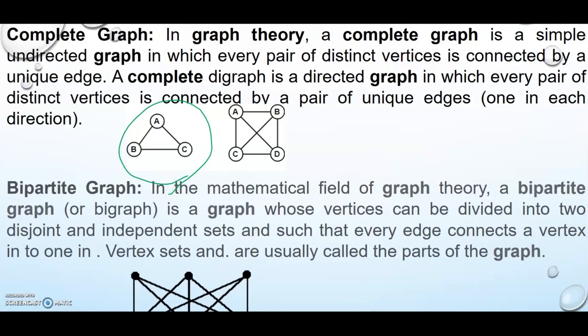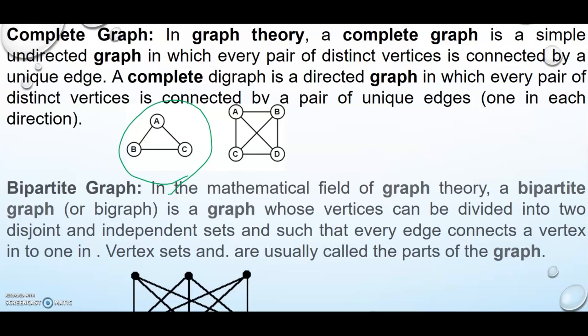And what is a bipartite graph? In the mathematical field of graph theory, a bipartite graph is a graph whose vertices can be divided into 2 disjoint and independent sets in such a way that every edge connects a vertex in one set to one in the other. You all learned about 1, 2, and a bipartite graph.